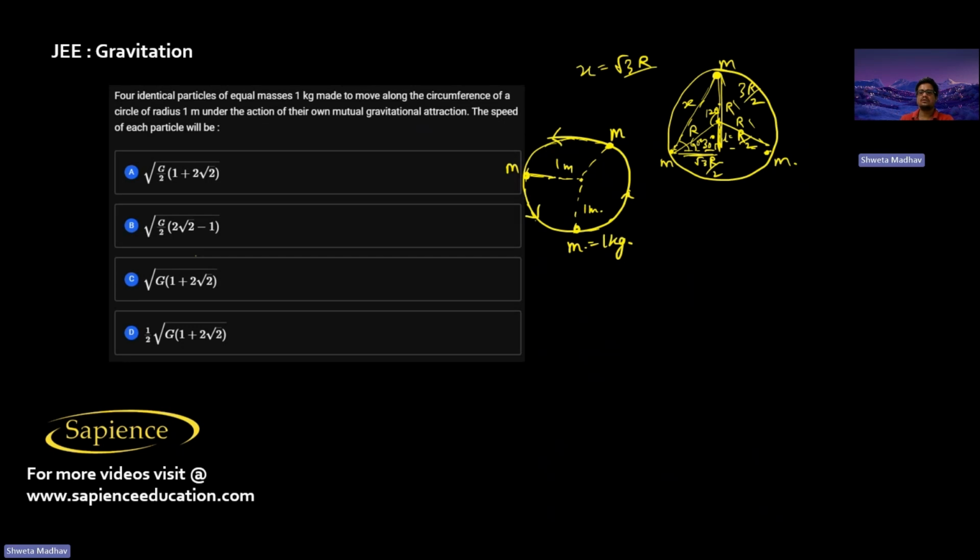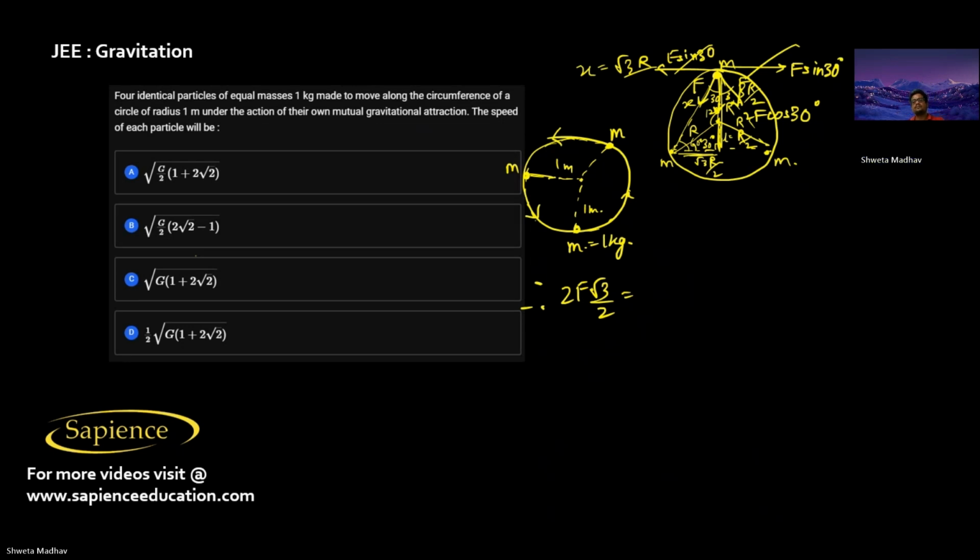Therefore, the net force. Let's say this is force F, this is force F. This is 30 degrees, this is 30 degrees, so F cos 30, so this is 2F cos 30. The net force at the center on any particle of mass m is 2F cos 30, since F sin 30 and F sin 30 will get cancelled. So the net force towards the center is 2F cos 30, that is root 3 by 2.